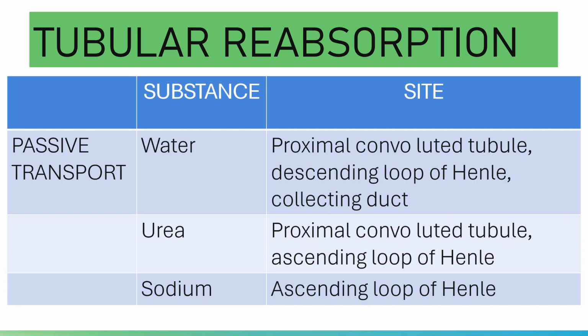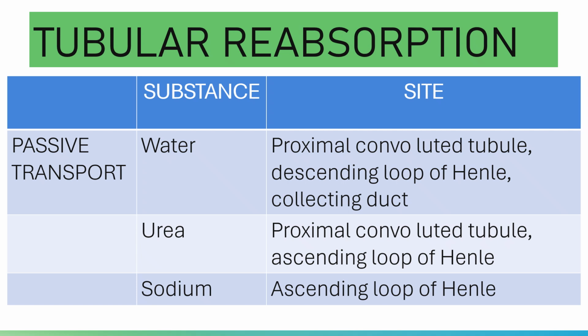In passive transport, here are the substances that are passively reabsorbed. Water is reabsorbed in the PCT. Chloride is also reabsorbed in the PCT. Potassium and urea are reabsorbed in the PCT. The thin descending limb passively reabsorbs water and urea.